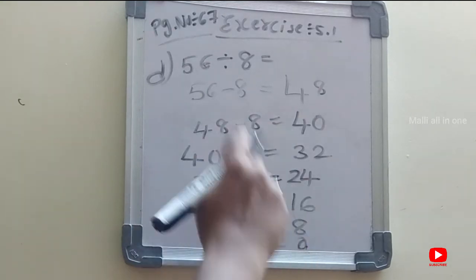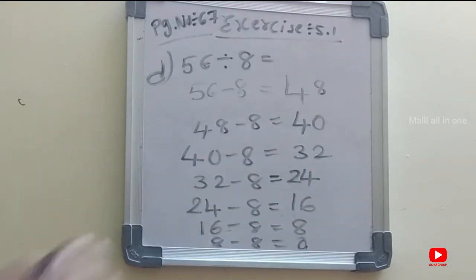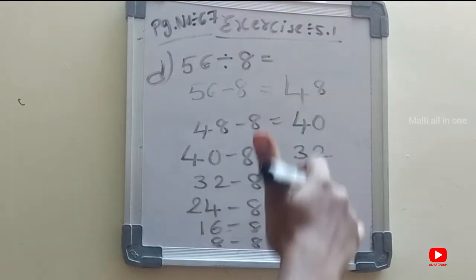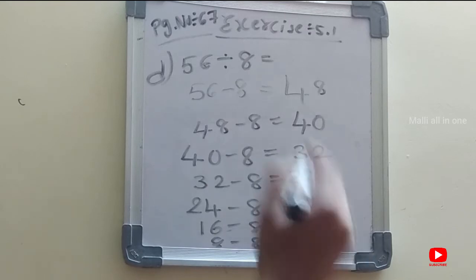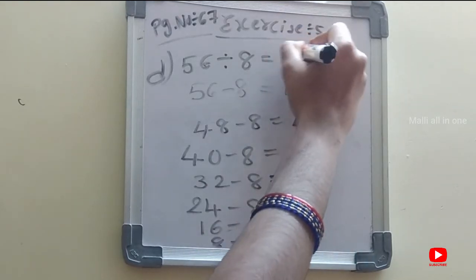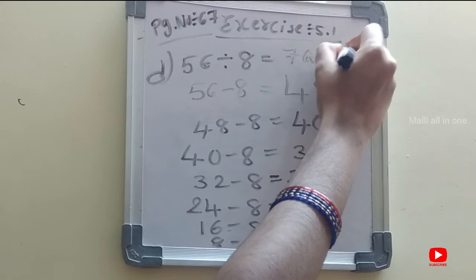This subtraction you know very well. That's why I'm telling it very fast. Okay, now how many steps did we get? 1, 2, 3, 4, 5, 6, 7. So 7 is the quotient here.